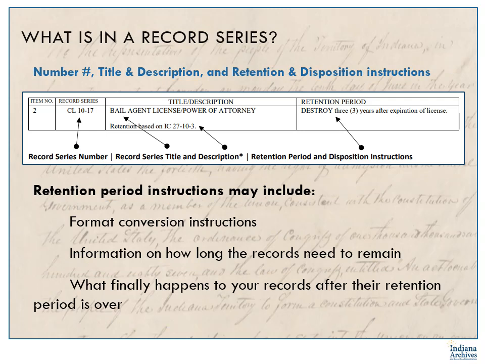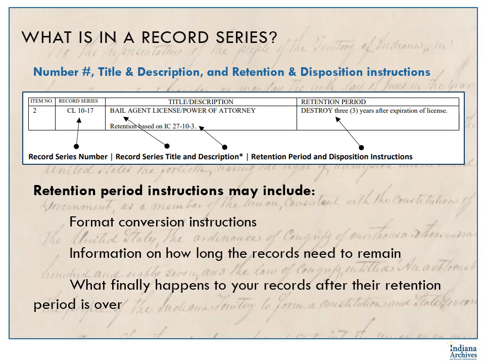Like was stated on the previous slide, record series are what make up retention schedules. Beyond the record series number, which was just discussed on the previous slide, record series also have a title and description and retention and disposition instructions included in them. See the example on the slide. Continuing to use the record series CL 10-17 from the non-judicial county clerk's office-specific retention schedule.